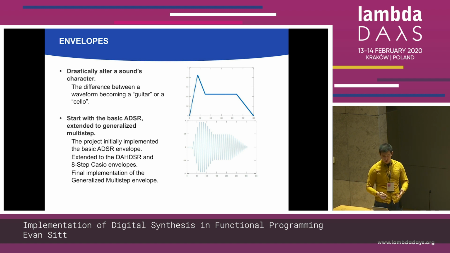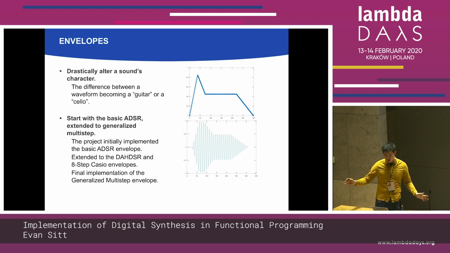So even between one, you can generate all of the string instruments just by changing your envelope. And envelopes are really easy to implement. So in our application, we started off with the basic 4-step ADSR, which is implemented everywhere. And then we extended it to the DAHDSR, which has 6 steps, then an 8-step, and then finally we made an almost infinite step envelope, meaning that in our multi-step, you can have as many steps as you want.